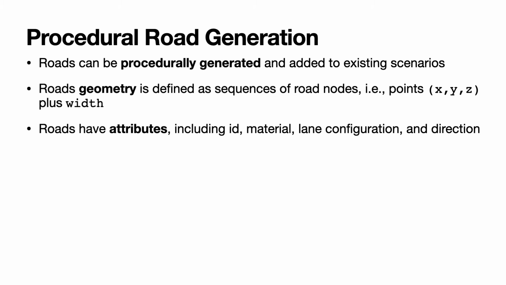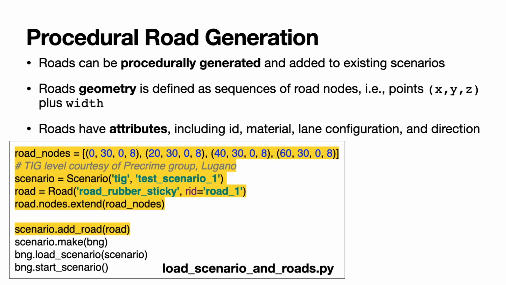There are other attributes that you can set, including the ID, the material, the lane configuration, and the direction of the road. For example, here in this code snippet, I create a straight road, and I give it a name to a new scenario, test scenario. I define a new road that is made of this road rubber sticky. We will see later what this is. This is the name of a material that exists in the simulator. I extend the nodes with the road, and then I make the scenario.